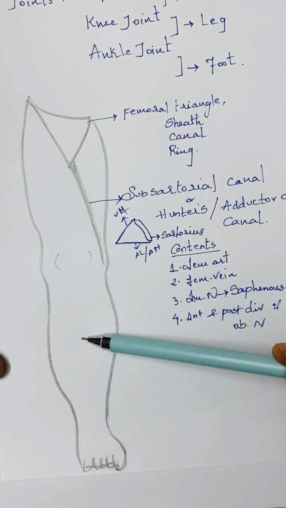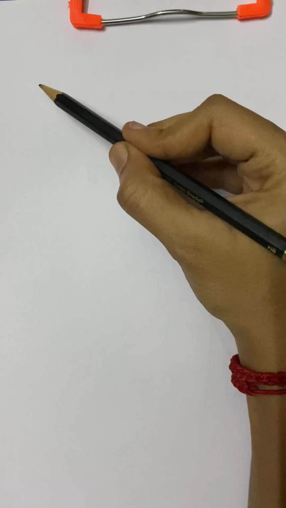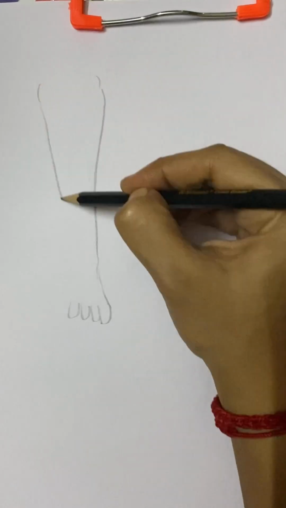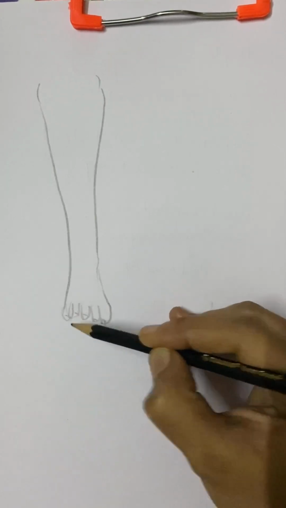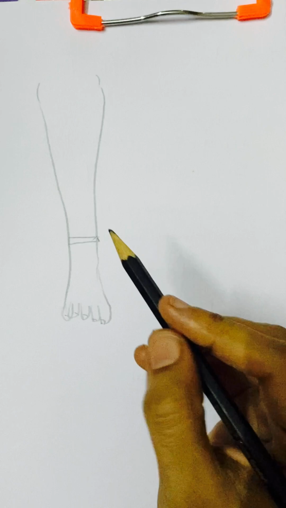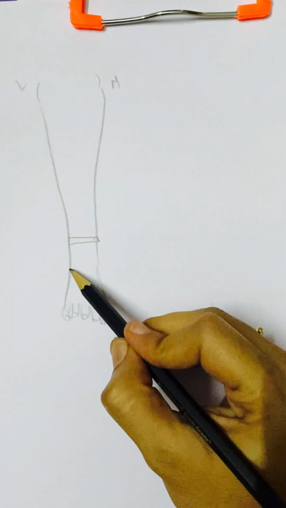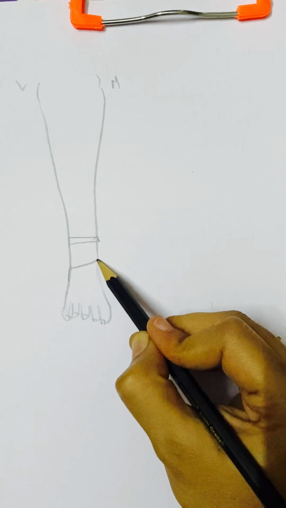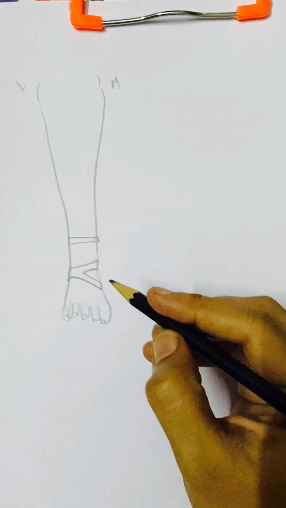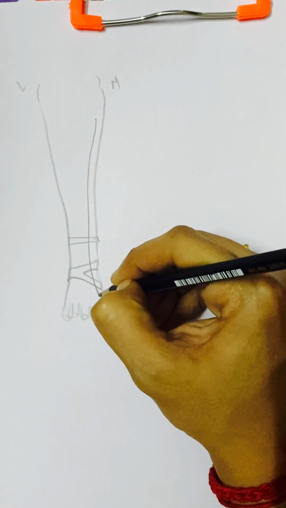Now moving on to leg. We have three compartments: anterior, posterior and lateral. So let's move on to anterior compartment of leg. This is extensor retinaculum. Extensor retinaculum is of two types, superior and inferior. Inferior extensor retinaculum is in the shape of Y, which has a stem, upper and lower limb.